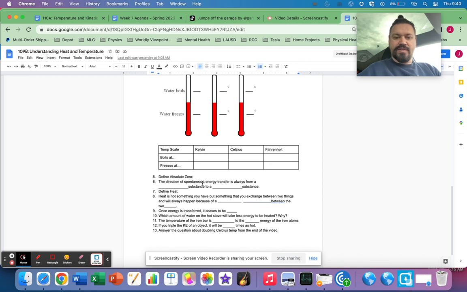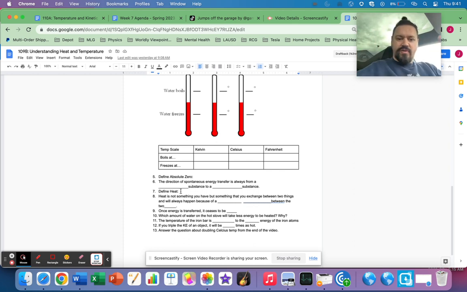Direction of spontaneous energy transfer is always from higher energy to lower energy. Think of water. If you pour some water on a hill, it's always going to roll downhill, right? It's always going to try and spread out. You wouldn't pour water and have it stay in a bowl shape. It would always go flat and spread out.